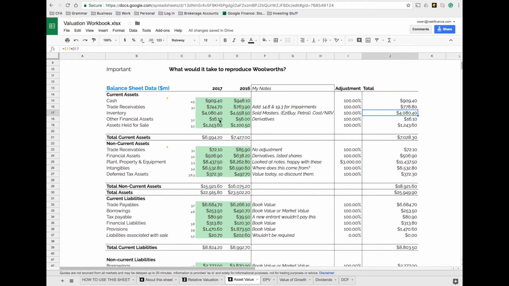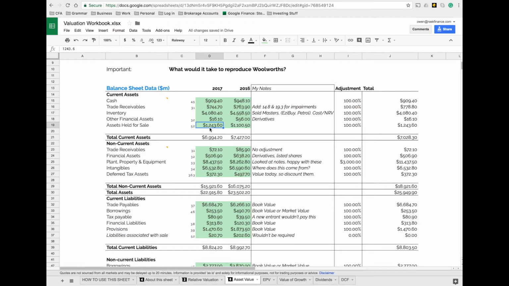Other financial assets, you can see here it's a very small item, so I won't go into too much detail, but basically it's just derivatives. I've said a new competitor would need that. A derivative, in this case, might be, say, Woolworths buying products from international markets, and it may hedge out the currency risk, so it holds derivative products that enable it to do that.